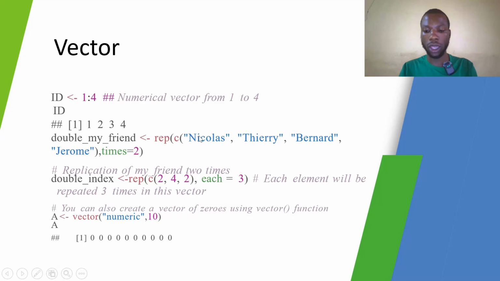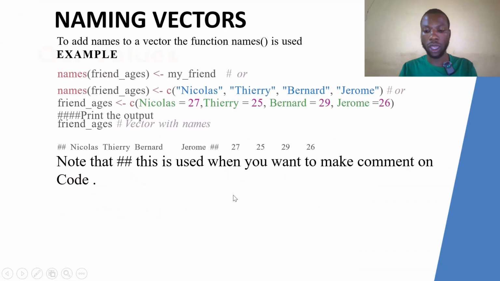So you can say that I want to replicate it 3 times, 4 times, it will depend. What we are going to see is Nicole printed two times, Thierry two times, and the others until Jerome. And also here it is replicating my friend two times. You see, sorry, this was the comment above. And also you can replicate with each by 3. That's what it means. So for the numeric, we can't say times, we use each. This means that each value is going to be repeated 3 times.